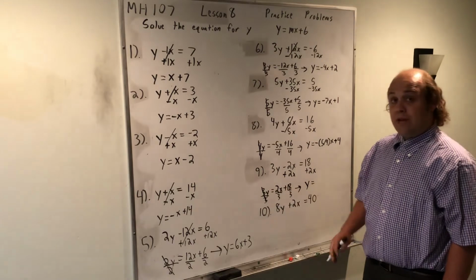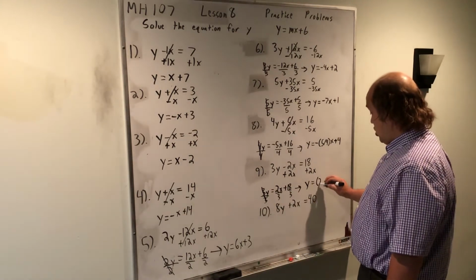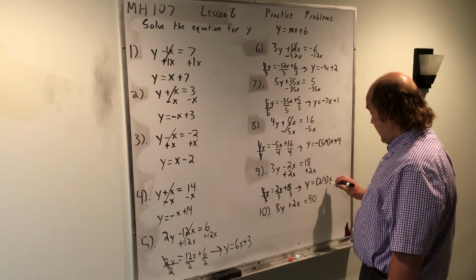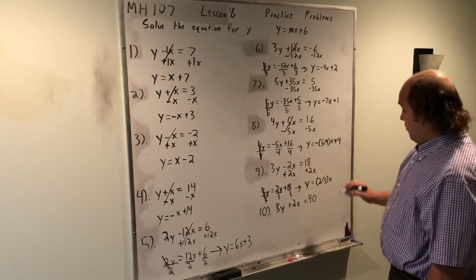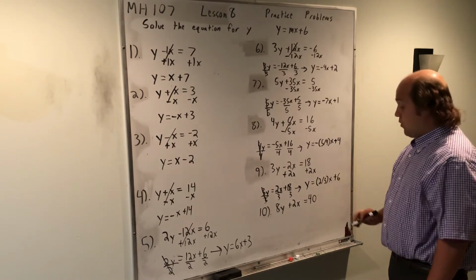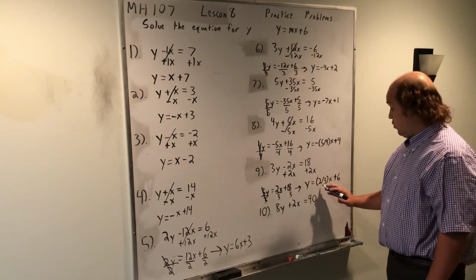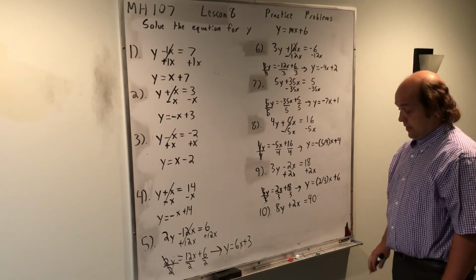2 divided by 3 can't be reduced, so I leave it as 2 divided by 3 for the x term. 18 divided by 3 gives me the whole number 6. So I get a final answer of y equals 2/3 x plus 6.